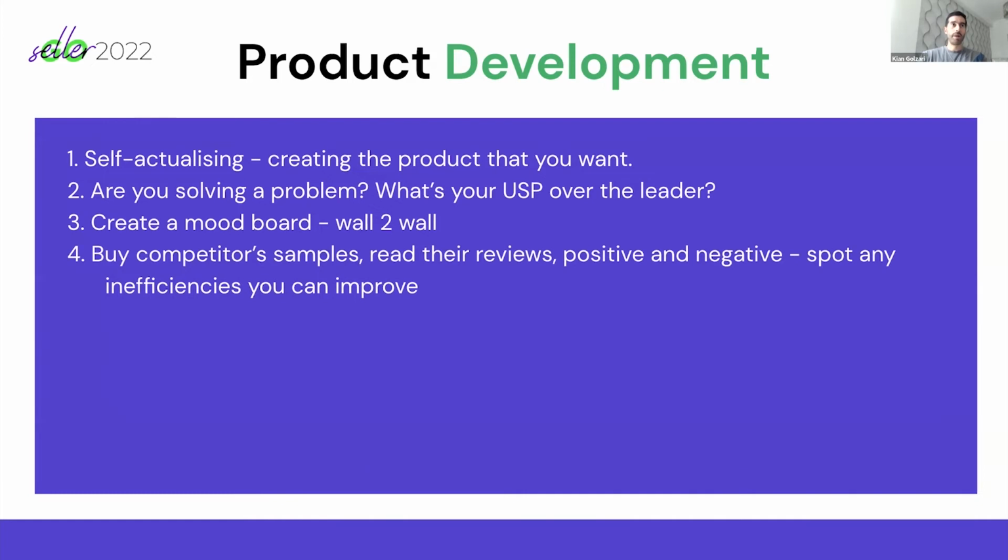I also like to buy my competitor samples, and this is probably something a lot of Amazon sellers do, is that they read the reviews, the positive and negative, and make sure that you solve for all the negatives, and if there are positives in the reviews, then make sure you also have those as well. And then what are the inefficiencies that you've spotted reading those positive and negative reviews, and have you solved for those as well? And one of the main things as well, on top of all that, is reading the Q&A.